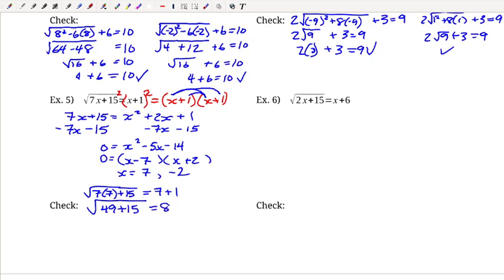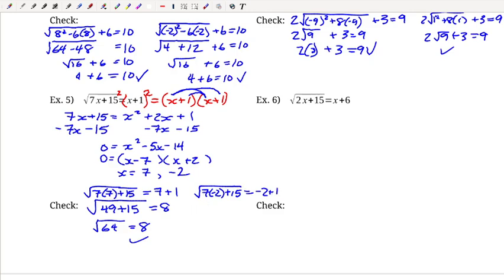Does that equal 8? Well, let's see. If it's going to work, this side has to be 64. So 40 plus 10, 50, 9 plus 5, 14, 64. You betcha. Square root of 64 is 8. Check. I've got an answer. One more time, this time with a negative 2. So I've got square root of 7 times negative 2 plus 15, and I want to know, does that equal negative 2 plus 1?